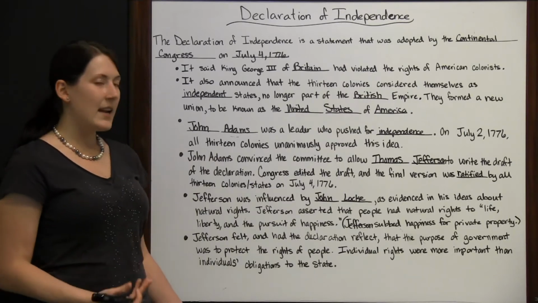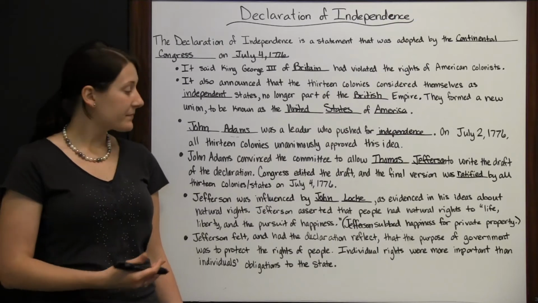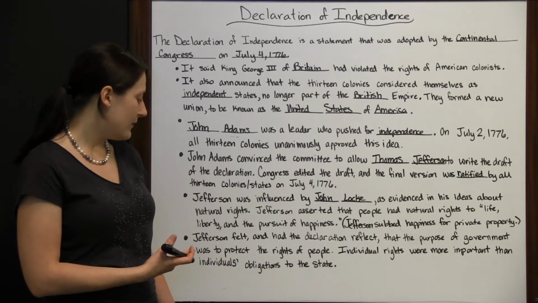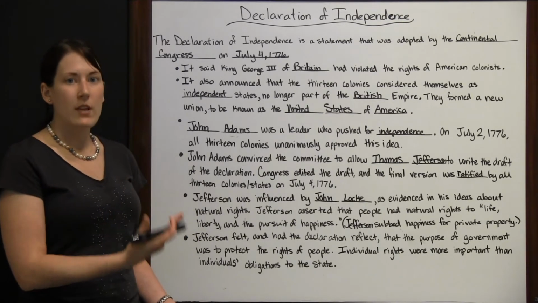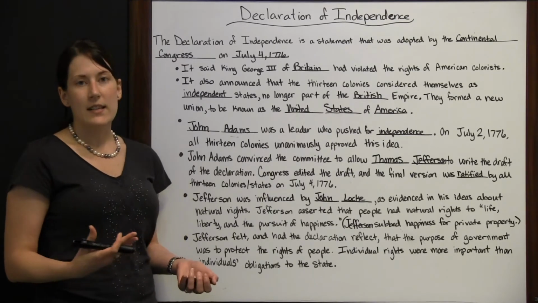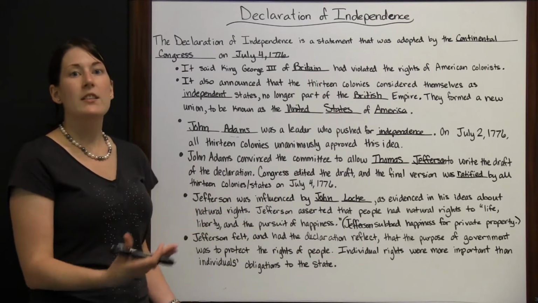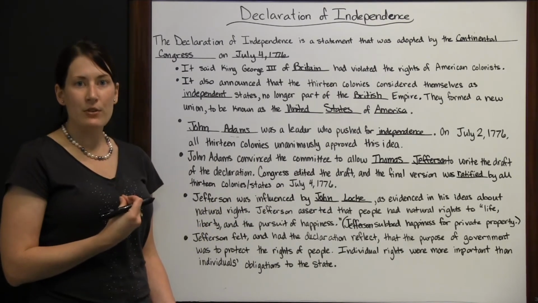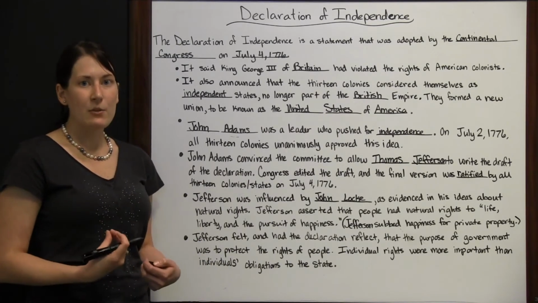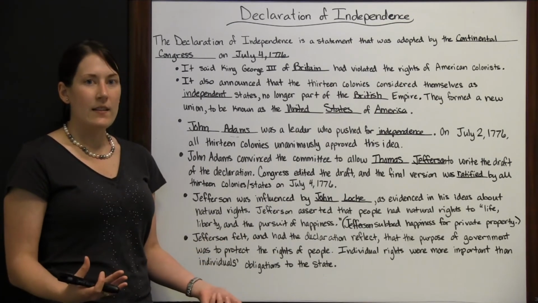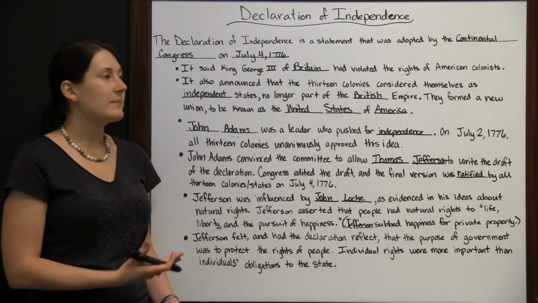Now, Jefferson felt, and had the Declaration reflect, that the purpose of government was to protect the rights of people. Individual rights were more important than the individual's obligations to the state. King George had the opposite idea, and he was trying to force his laws and his taxes on the colonists. So people who were signing the Declaration of Independence were agreeing that people's individual rights were more important than their obligation to the state or to their government. So people's individual rights should come first, and then their obligations to the state. And that is what Jefferson was trying to reflect in the Declaration of Independence.